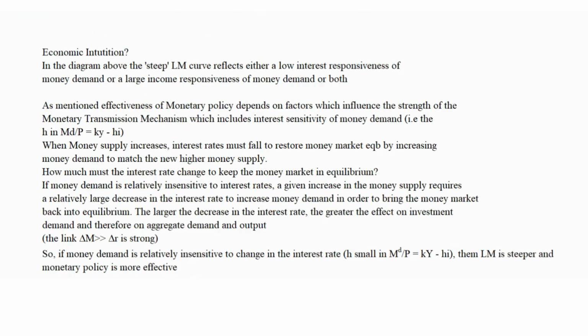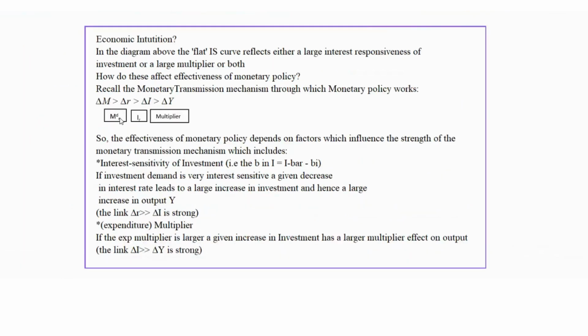But the question arises: by how much must the interest rate change to keep the money market in equilibrium after money supply increases? Now, if money demand is relatively insensitive to interest rate, we have a low interest responsiveness of money demand, then a given increase in the money supply requires a relatively large decrease in the interest rate to increase money demand. When money demand is not very sensitive to interest rate, you will need interest rates to fall by a lot in order to increase money demand enough that it's equal to the new higher money supply. And the larger the decrease in interest rate, the greater will be the effect on investment and therefore on aggregate demand and output.